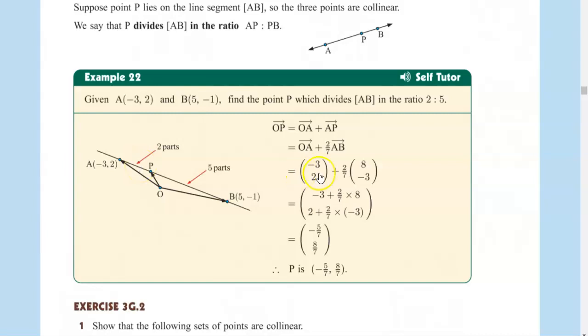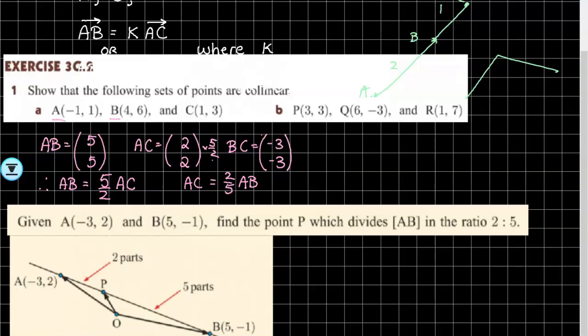So by all means, and then you just add, and you get your final vector, and therefore we can get our coordinate. Make any sense? I tend to use vectors right from the get-go.